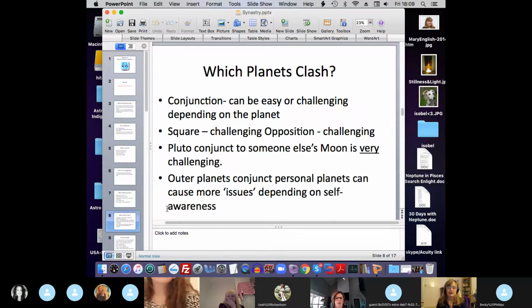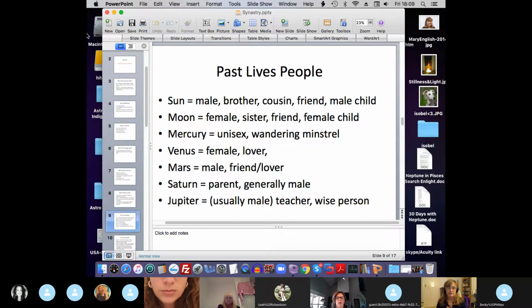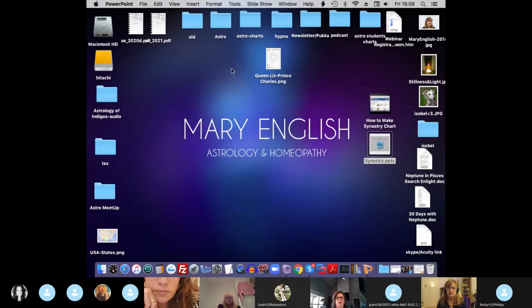So which planets clash? A conjunction can be easy or challenging depending on the planet. A square and an opposition are both challenging. So someone's sun sign opposite someone else's sun sign, it's either opposites can attract or they can detract. Pluto, for instance, conjunct to someone else's moon is very challenging. And outer planets conjunct personal planets can cause more issues depending on your self-awareness, or even your partner's self-awareness for that matter.